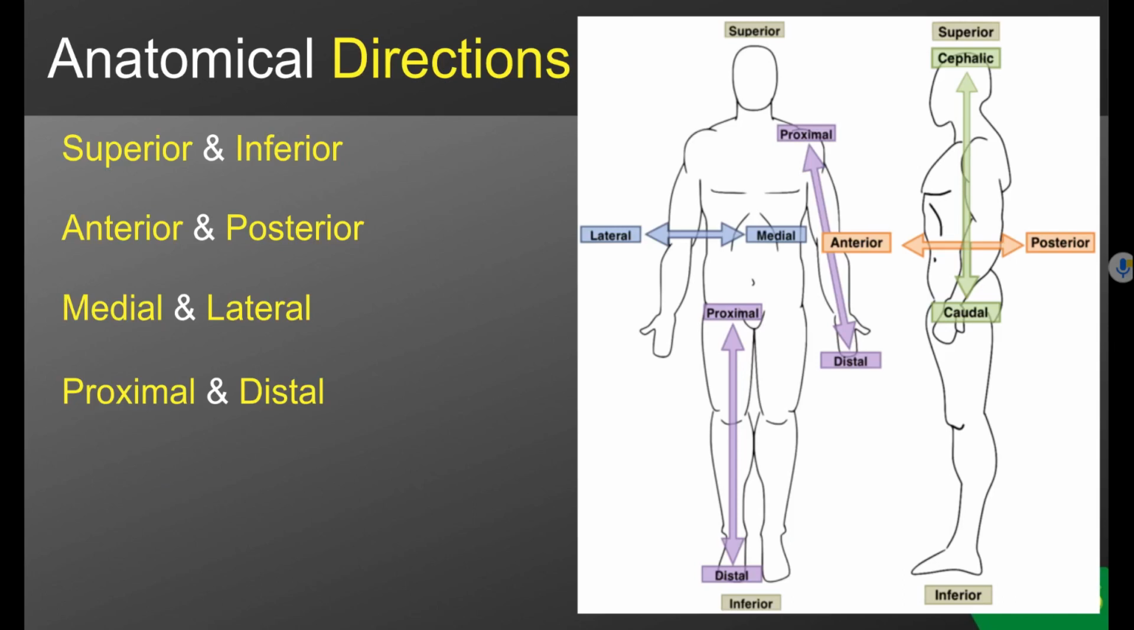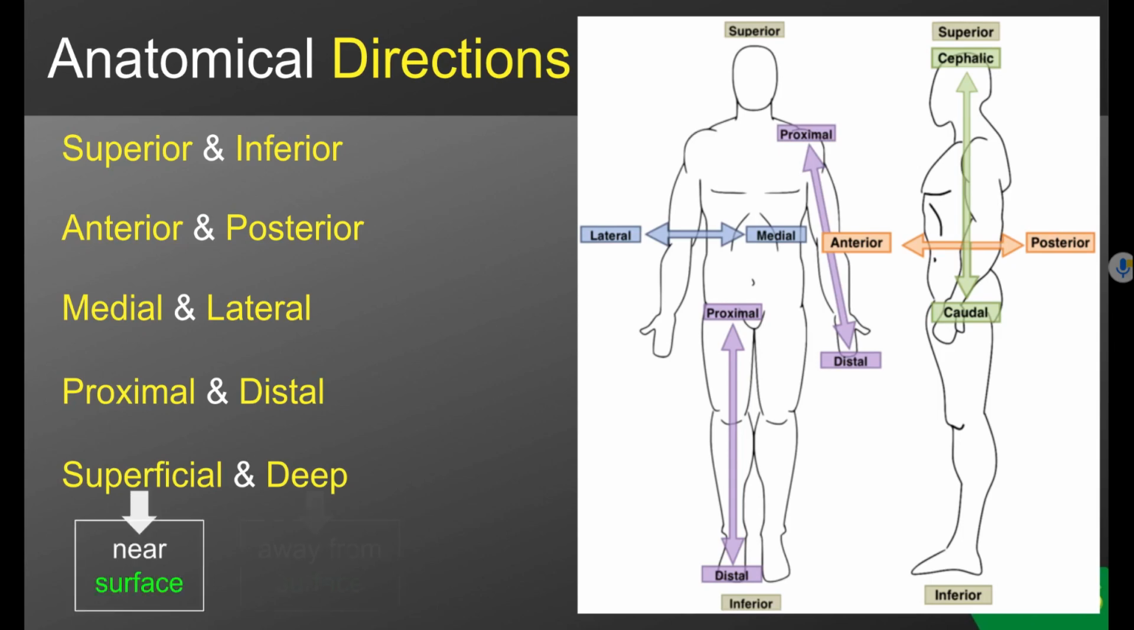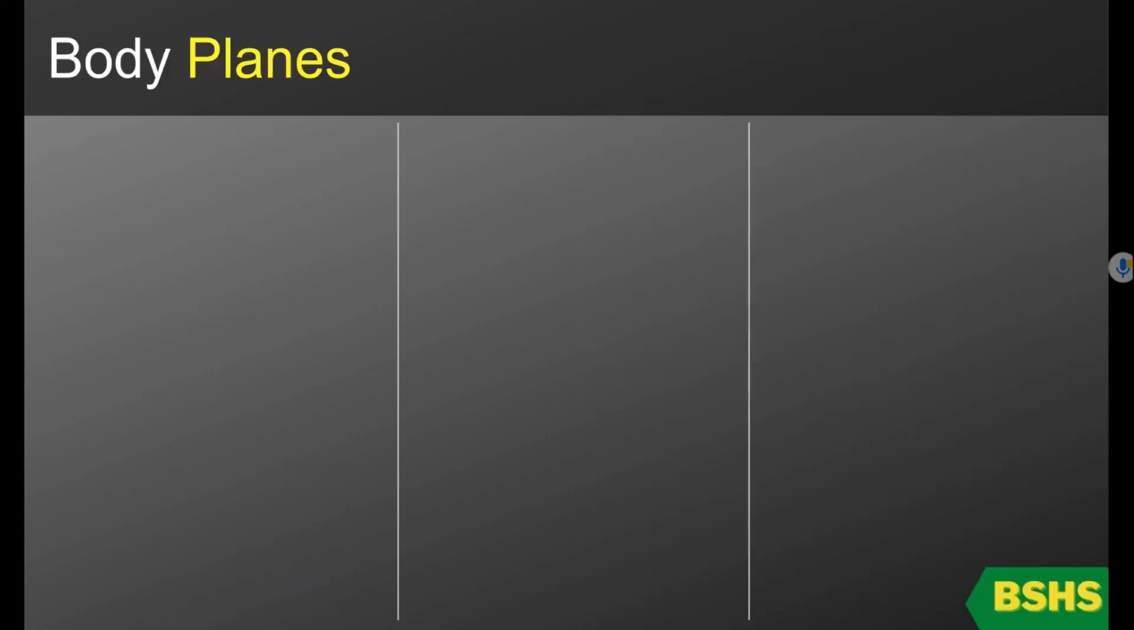The fifth set of directional terms is superficial and deep. Superficial is near the surface, and deep is away from the surface. For example, your skin is superficial. Your bones below it, though, are deep.